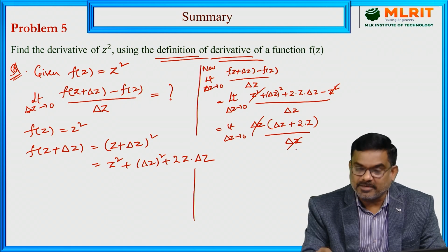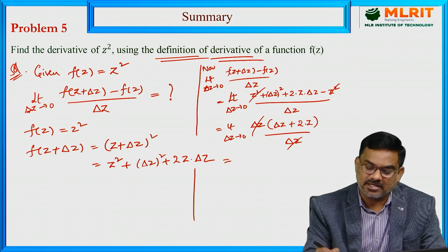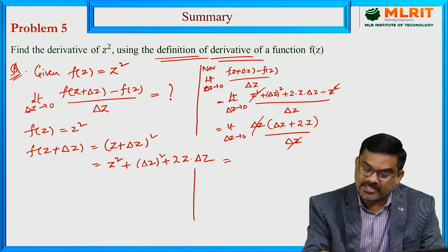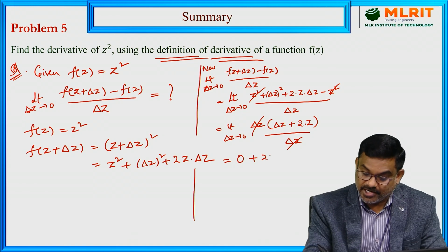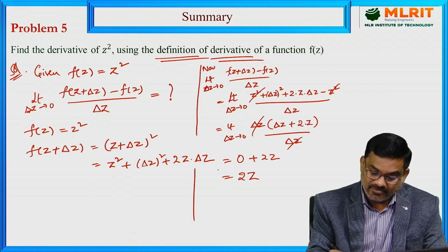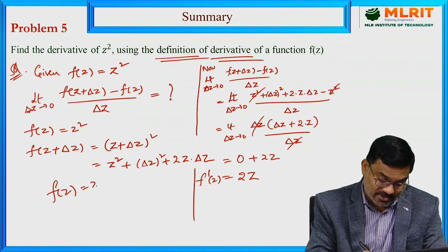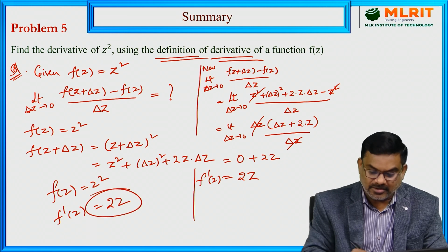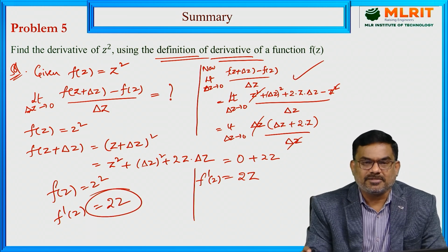Since delta z is no longer present in the denominator, now we can apply the limit delta z tends to 0. If delta z tends to 0, I can put 0 in the place of delta z in delta z plus 2z. So the answer is 2z. Hence the derivative f dash z: if f of z is z square, then its derivative will be 2z. So we can prove that using the definition of derivative of a complex function.